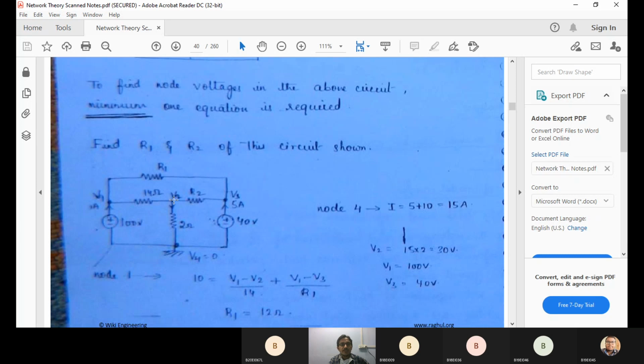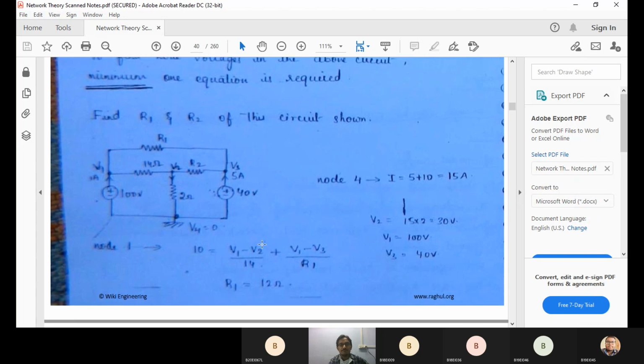Then V2 minus V1, so (V2 minus 100) by 14, plus (V2 minus 0) by 2, this is ground. Next, plus (V2 minus 40) by R2 is equal to 0. This is one equation.